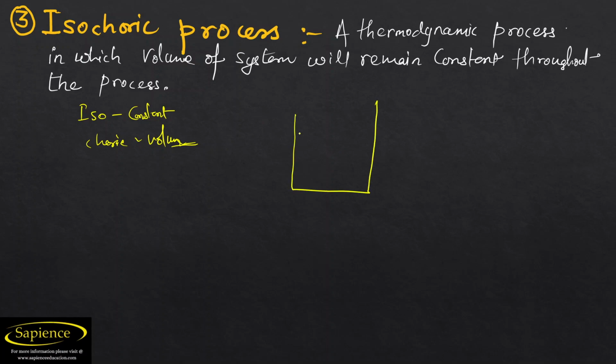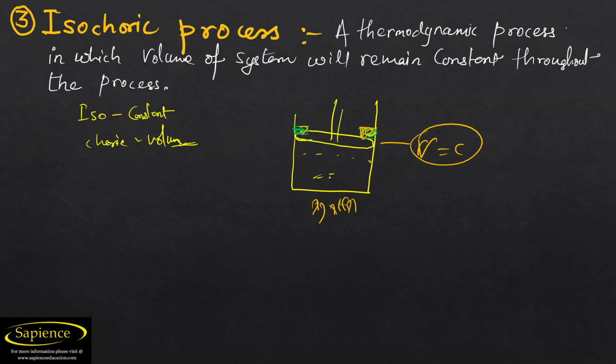Let us consider again the piston cylinder. There is a piston and there is a gas inside this. And what happened here? Here I have used a block in such a way that no matter how much heat we apply, it doesn't matter, its volume will remain constant. Why? Because we have used the stopper. So when we use a stopper, what will happen? Pressure may increase, temperature may increase, but the volume will remain constant. And this type of process is called an isochoric process. So I hope you have understood.